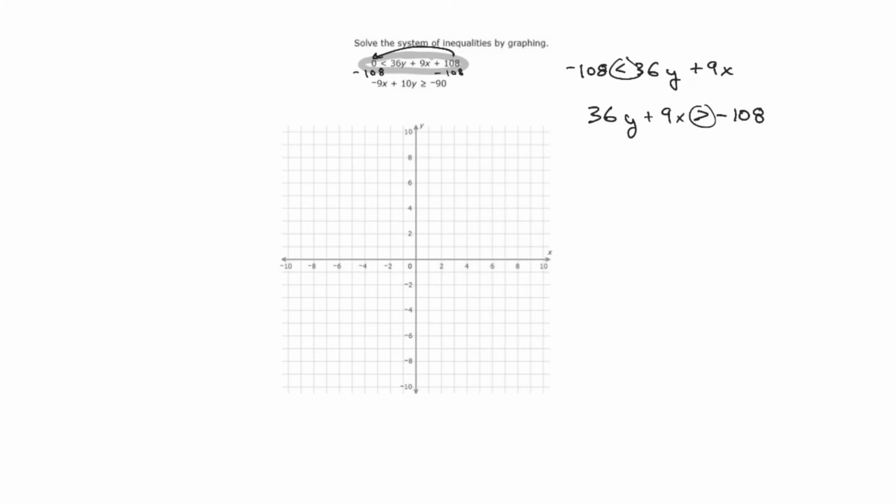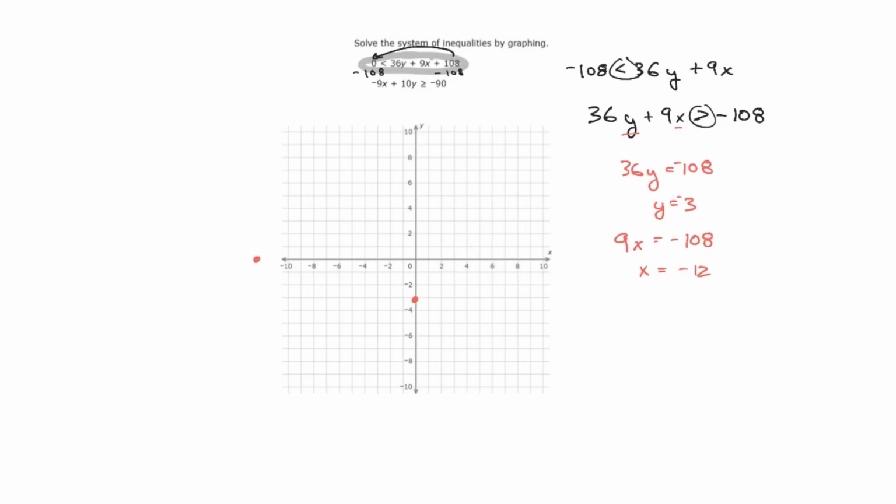And then I could go ahead and solve for my intercepts by setting x and y equal to 0. 36y is equal to negative 108, so I have y equal to negative 3. So go to the negative 3. Then I have 9x is equal to negative 108, which would make x negative 12. That's a big number here. It's a little off the screen, so maybe it's over here somewhere.